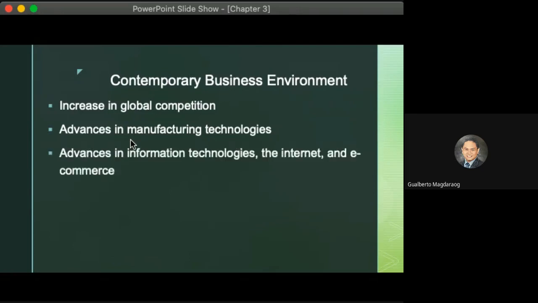And then, of course, advanced information technologies, like we have seen in the slides kanina na share ko, the internet and the e-commerce.